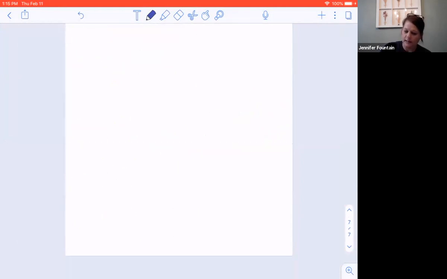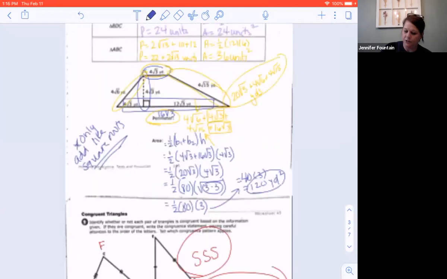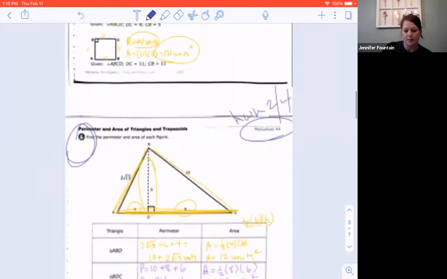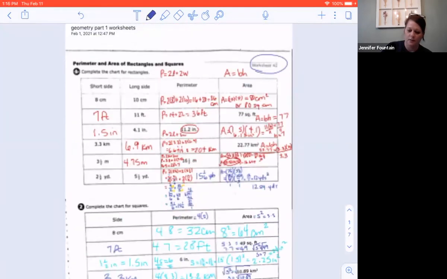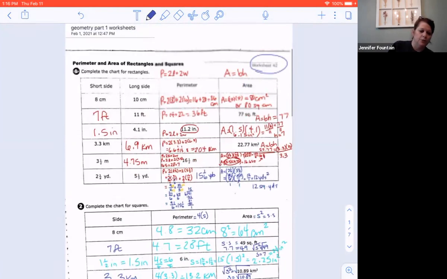All right, and that is the end of our packet there. So you should have a completed packet by now. And so what we're going to do is we are going to review. We're going to look through everything that we've talked about, and we are going to review for our test. I know y'all are so excited about that.